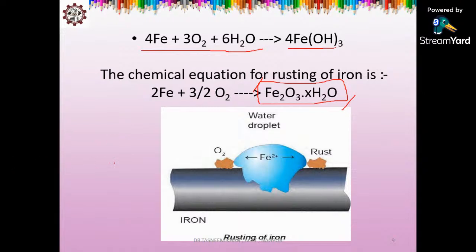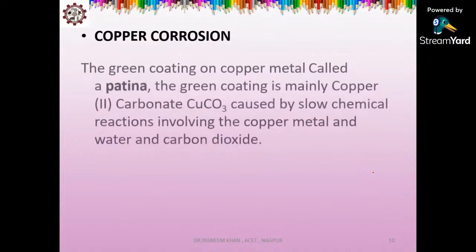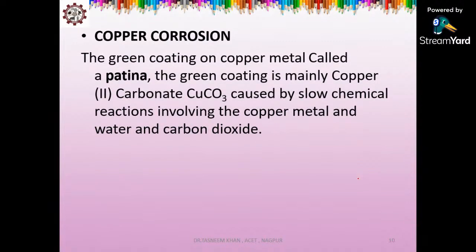So you can see here rusting of iron. We need both the things here, water as well as the air, and that increases the rate of rusting. When we talk about copper corrosion, so जो ग्रीन कोटिंग रहती है कॉपर पे, उसको हम पटीना बोलते हैं, which is nothing but carbonate of copper, that is copper carbonate, and it is formed because of a very slow chemical reaction involving the copper metal, and it reacts basically with the carbon dioxide present in the atmosphere along with water. So for corrosion we require both water as well as air. ठीक है, एयर में दोनों चीजें होती हैं, ऑक्सीजन भी होगा और कार्बन डाइऑक्साइड भी होगा.